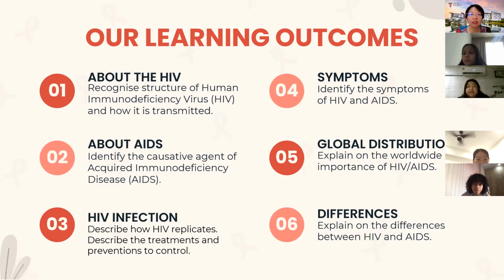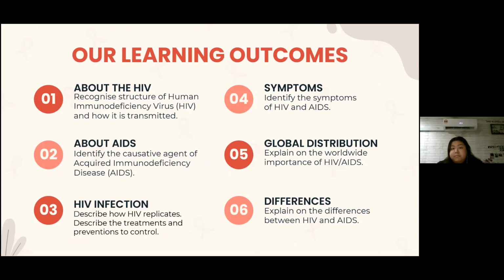Okay, so now we have our learning outcomes. First, we will recognize the structure of human immunodeficiency virus and how it is transmitted. Secondly, we will identify the causative agent of acquired immunodeficiency disease. Thirdly, we will describe how HIV replicates and describe the treatments and preventions to control. Number 4, we will identify the symptoms of HIV and AIDS. Number 5, we will explain the worldwide importance of HIV and AIDS. Number 6, we will explain the differences between HIV and AIDS.